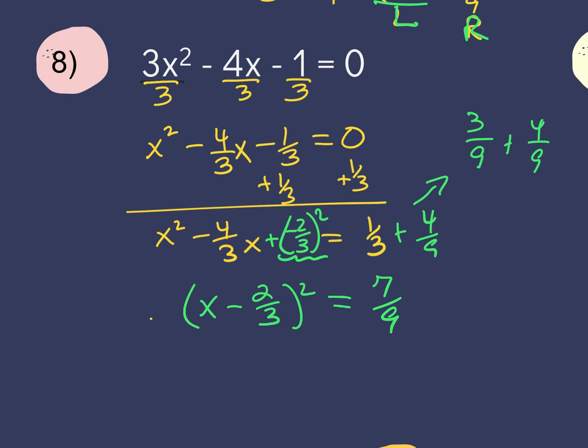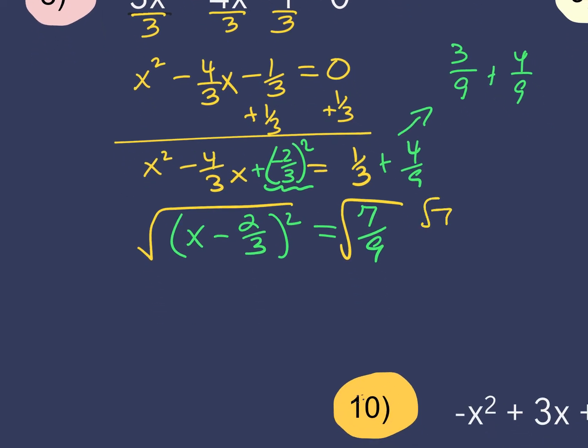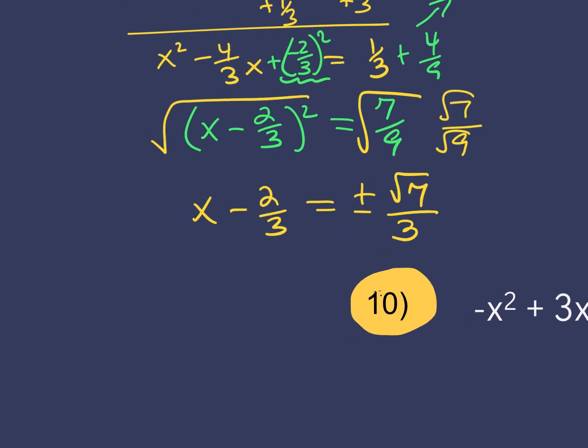Apply the square root method. Again, you can square root them separately. So this becomes x minus 2/3 is equal to plus and minus the square root of 7, and 9's a perfect square, so it comes out as a 3. I'm going to add the 2/3. X is equal to 2/3 plus or minus square root of 7 over 3. And you're done. Again, for WebAssign, you're going to pull it apart.